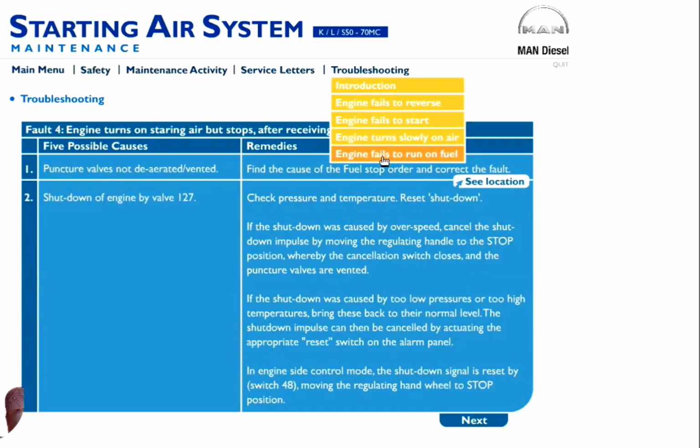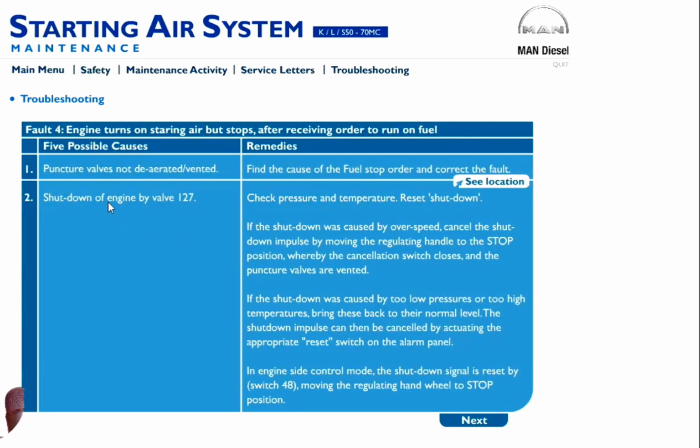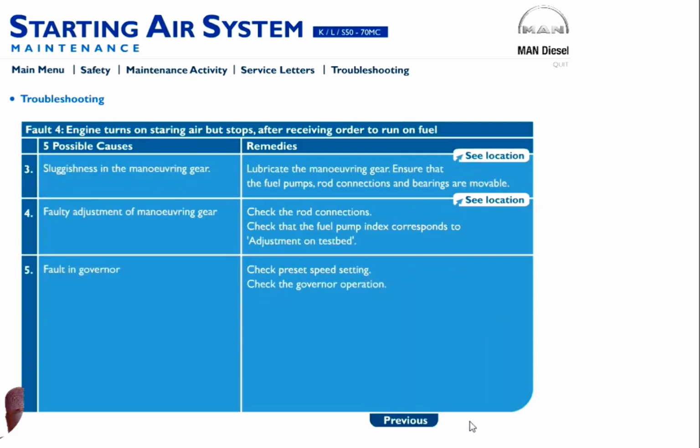Engine fails to run on fuel. Shutdown of engine valve by 127, okay? Check the pressure and temperature, reset the shutdown. If the shutdown was caused by overspeed, cancel the shutdown impulse by moving the regulator handle to the stop position, whereby the cancellation switch closes and the puncture valves are vented. Okay, those are the remedies. And there is a lot.